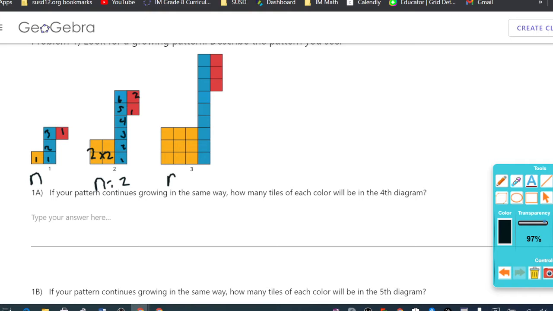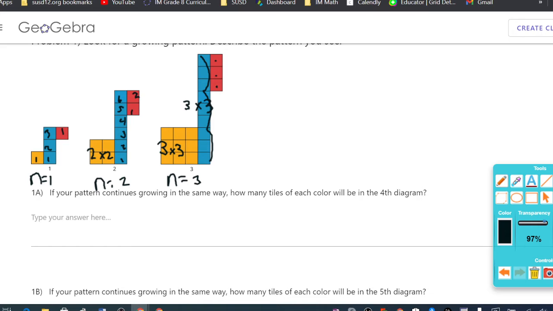Look, when n equals 3. Now what do you see? We have 3 times 3 for the yellow squares. And then count the blue squares. 1, 2, 3, 4, 5, 6, 7, 8, 9. For the blue squares, we have 3 times 3. And for the red squares, we have 1, 2, 3. It just equals the n, the 3 there. 1, 2, 3. So, okay, do you recognize any pattern here? I see a pattern.